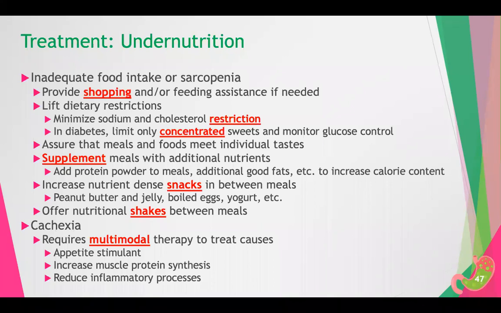With cachexia, because of the presence of underlying inflammation and catabolism, it's often resistant to nutritional intervention. Because the causes of cachexia are multifactorial, treatment should be multimodal, meaning that we would want to stimulate the appetite, because typically individuals who have cachexia will have anorexia. We would also want to provide them with things that can increase muscle protein synthesis and reduce the inflammatory processes of those diseases that they have.